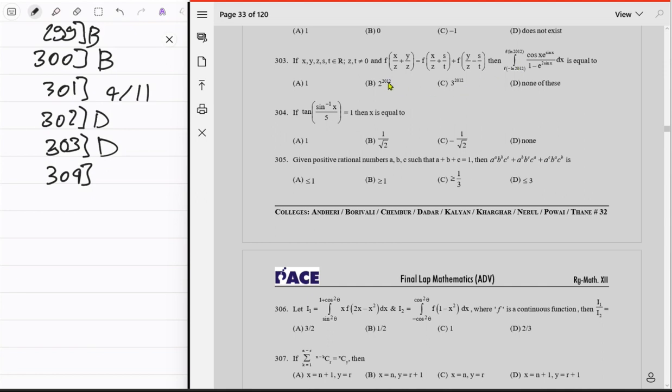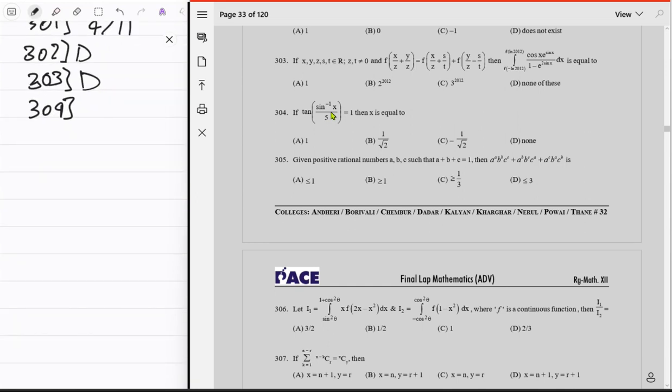Yes, that's what I'm saying. Okay, 304. If tan of sine inverse of x upon 5 is equal to 1, then x is equal to, okay, sin inverse of x upon 5, उसका tan is equal to 1. Okay, first of all उसको sin में convert करना पड़ेगा.